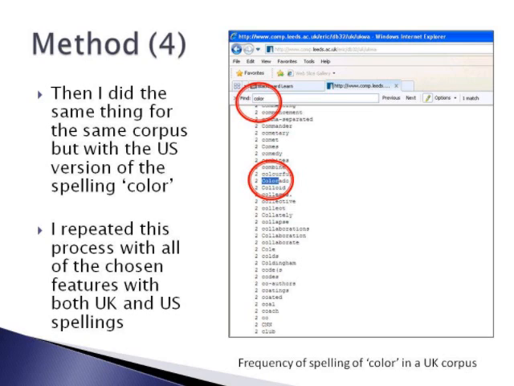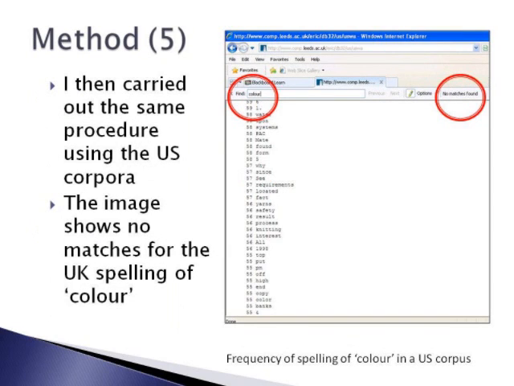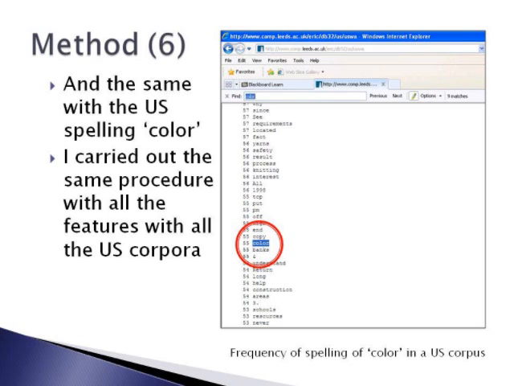I repeated this process with all of the chosen features, with the UK and US spellings, with all 10 of the UK corpora. I then carried out the same procedure using the US corpora. This image shows that there were no matches for UK spelling, COLOUR, in this UK corpus. And then I did the same with the US spelling, COLOR, with the US corpora. I then did the same with all the features, with all 10 US corpora.